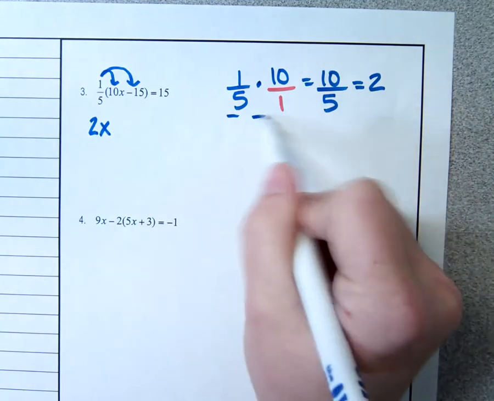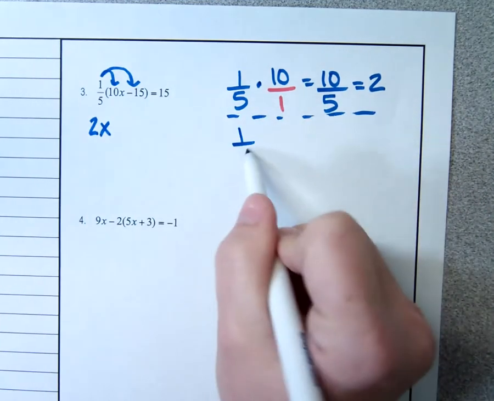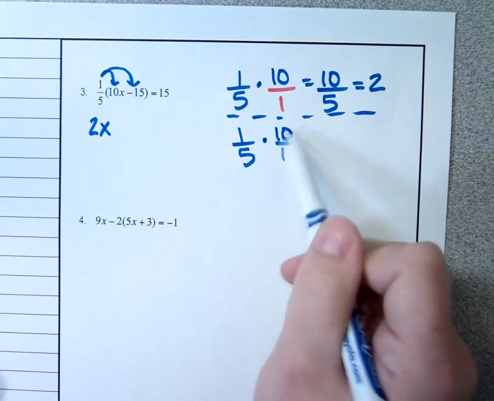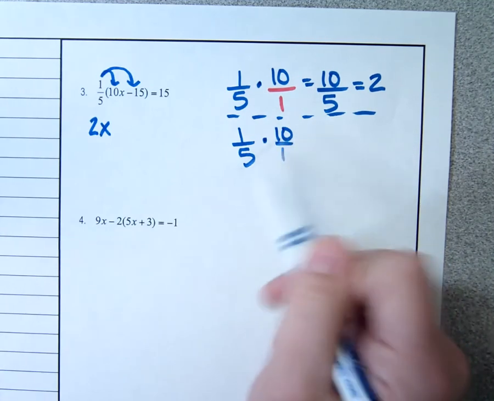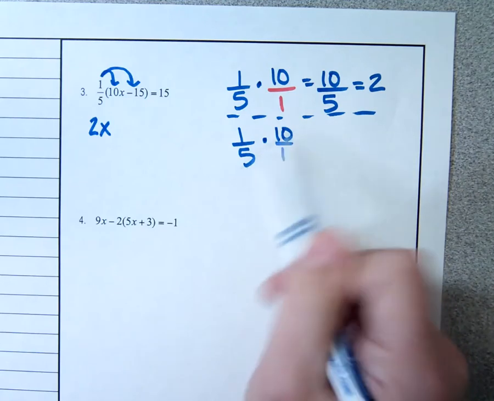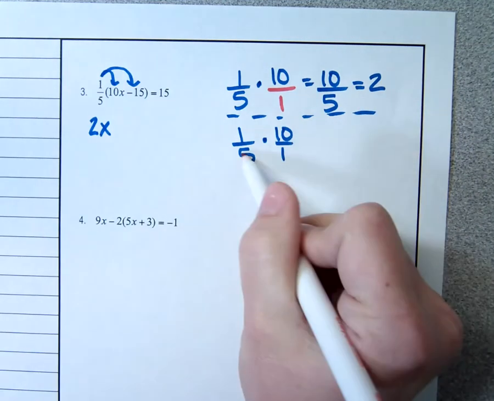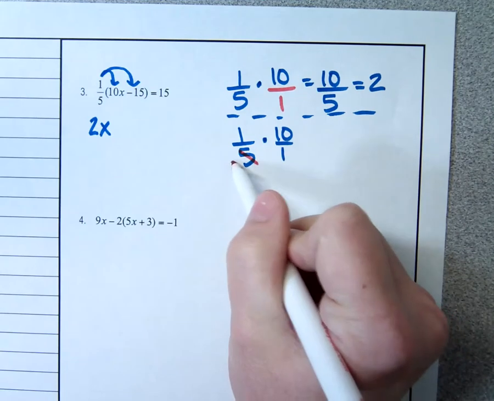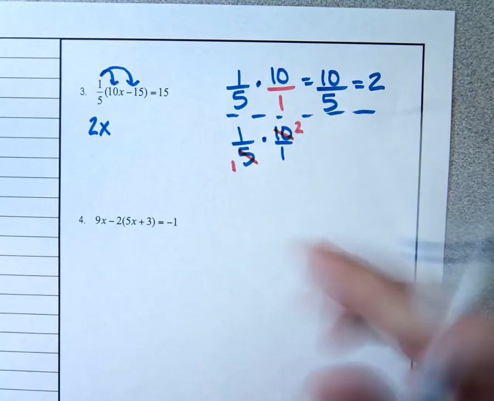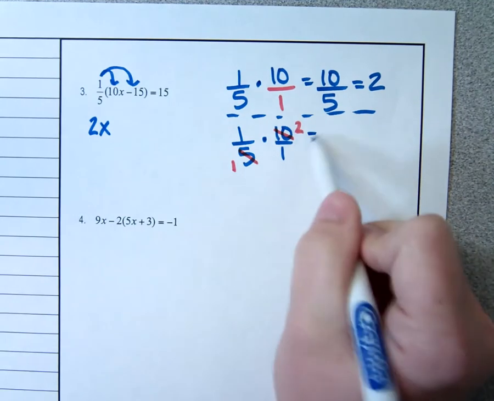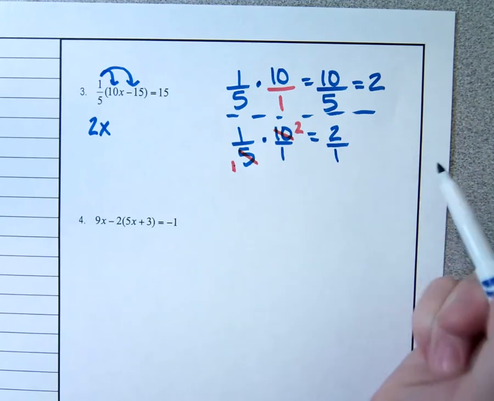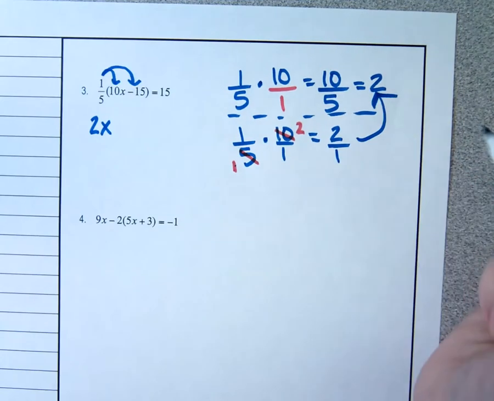Now, let me just show you the same problem, but showing you how to reduce on the diagonal first. With the diagonal, I ask myself, is there anything I can divide both of these numbers by? And what's the biggest thing? I can divide both of these by 5. 5 divided by 5 makes a 1. 10 divided by 5 makes a 2. Now I can multiply straight across. 1 times 2 makes 2. 1 times 1 makes 1. And I get the 2 that I got up here.